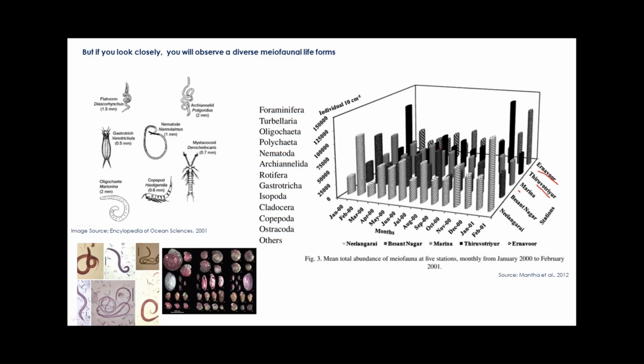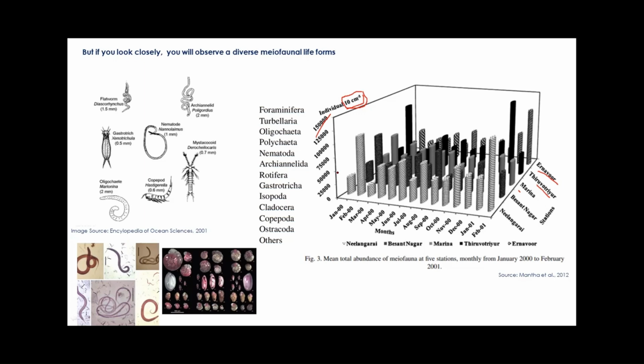You can see that in 10 square centimeters, you have 150,000 individuals. I'm talking about the maximum in the graph, but you can see that it is not that sandy beaches are devoid of life forms. There are life forms. You can see macrofauna because that is mostly visible, for example crabs and some polychaetes and so on.